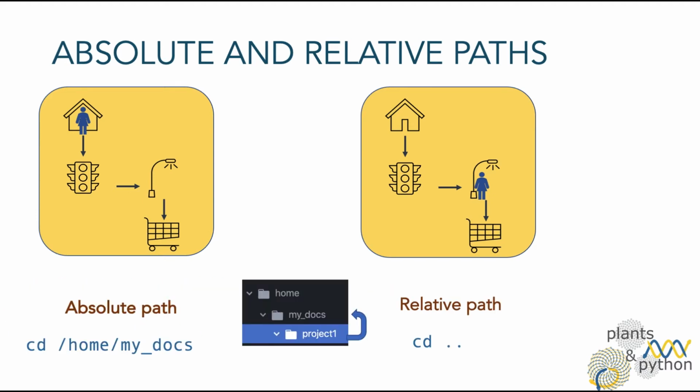For example, if you are in the folder project1 and want to move to the folder mydocs, to move there using the absolute path, you would start from root with a slash, then home/mydocs. And with the relative path, you would only type cd space .. which means go one folder backward relative to the current working directory.